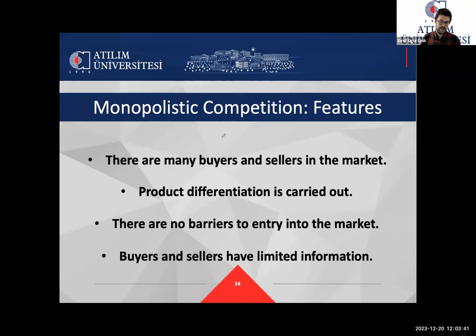The first one is the same. There are many buyers and sellers in the market, same as perfect competition. But in perfect competition, they produce a homogeneous product, while this time there is product differentiation. And you are able to easily exit the market, but this time it looks like there are no barriers. This is the same also. There are no barriers, but limited information. In perfect competition, they get all the information. So these two are different from perfect competition markets.